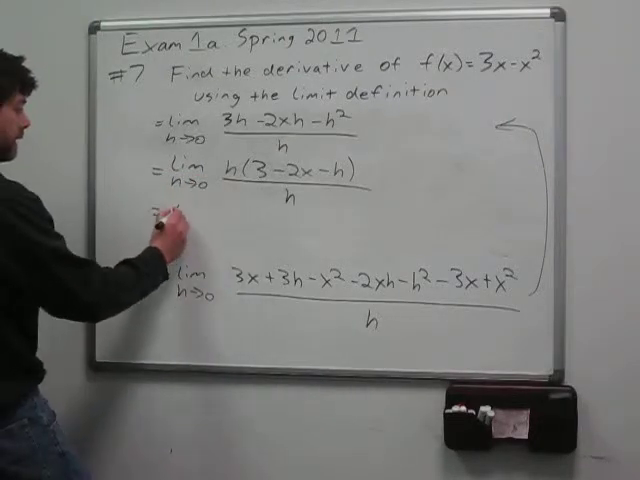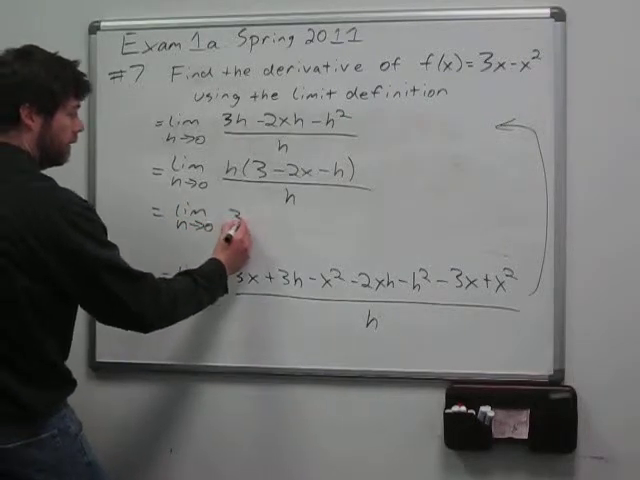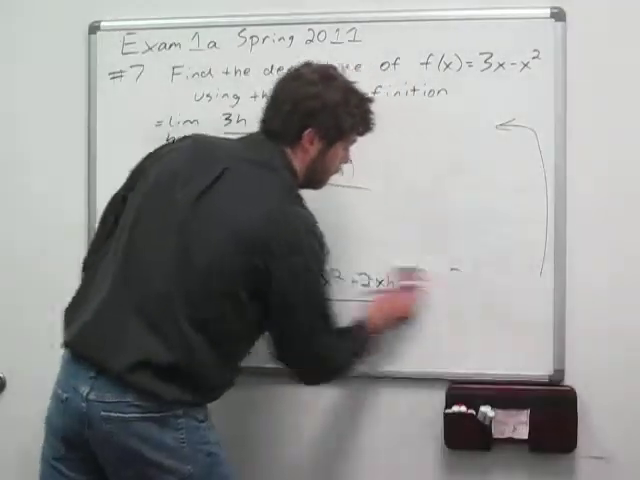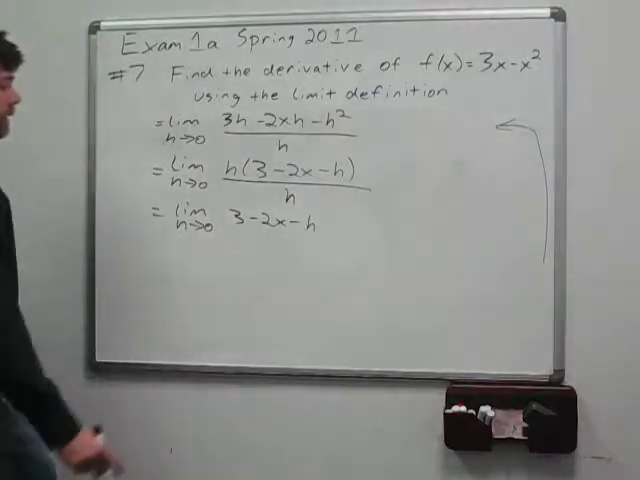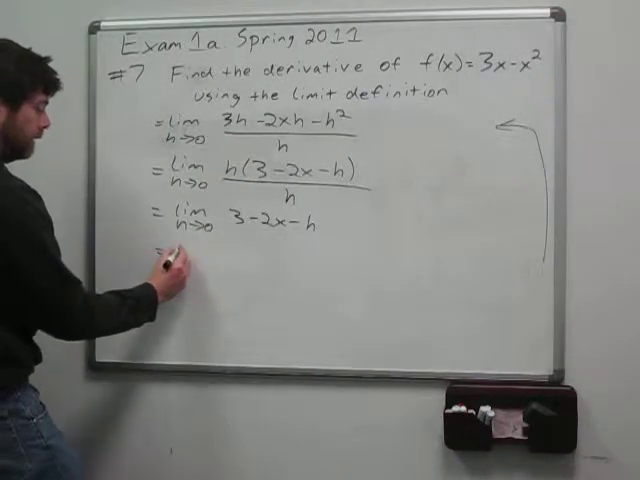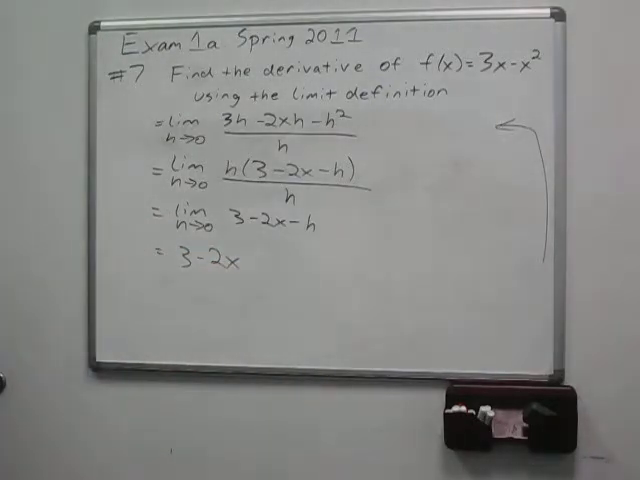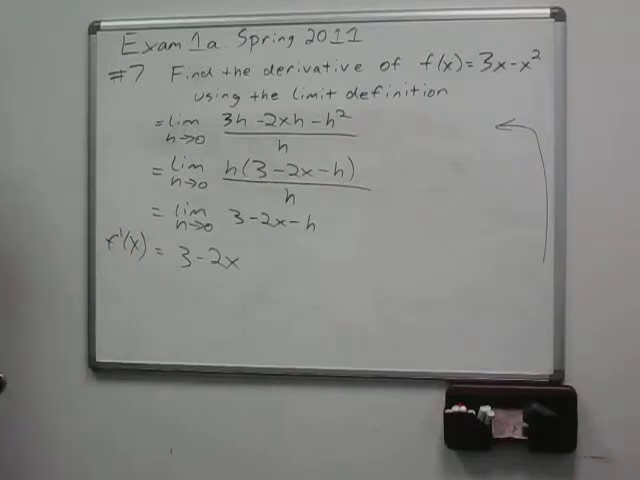So let's simplify this. We get the limit as h approaches 0, 3 minus 2x minus h. And so notice there's no longer a problem with plugging 0 in for h. We are simply left with 3 minus 2x. And so this is f prime of x.